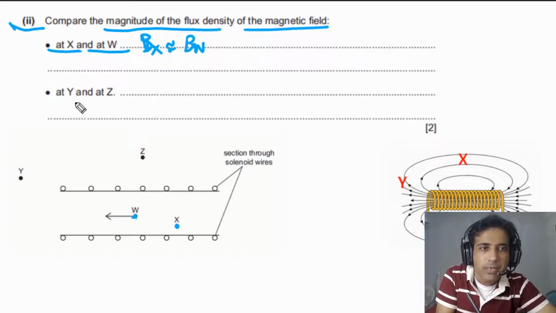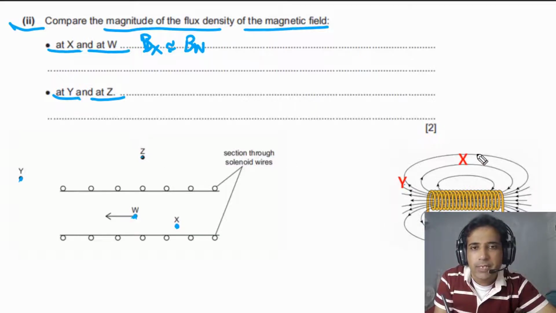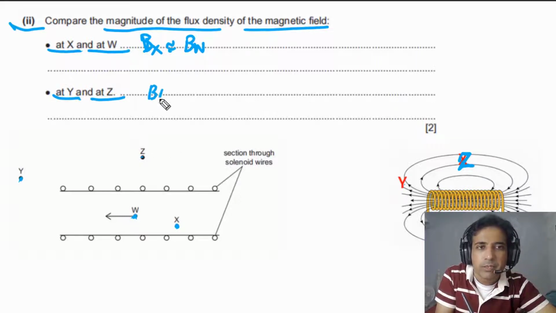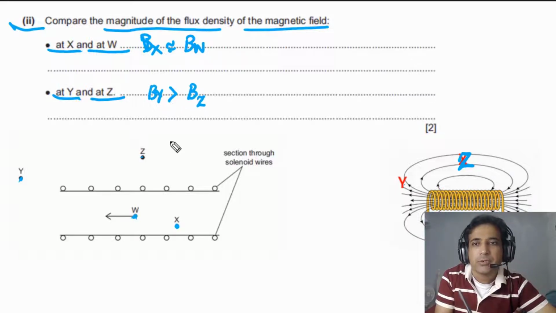And for the second part, we need to compare at point Y and at point Z, at this point and at this point. We have already discussed that the magnetic field at Y is stronger than the magnetic field at Z. So simply we can say the magnetic flux density at Y is greater than the magnetic flux density at Z. So that's all you need to write down. This question has 2 marks. So this is 1 B mark and this is the second B mark.